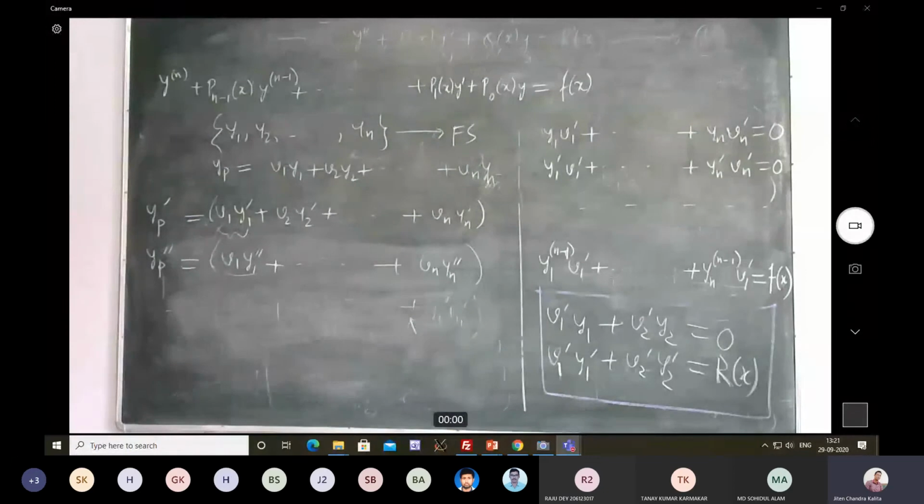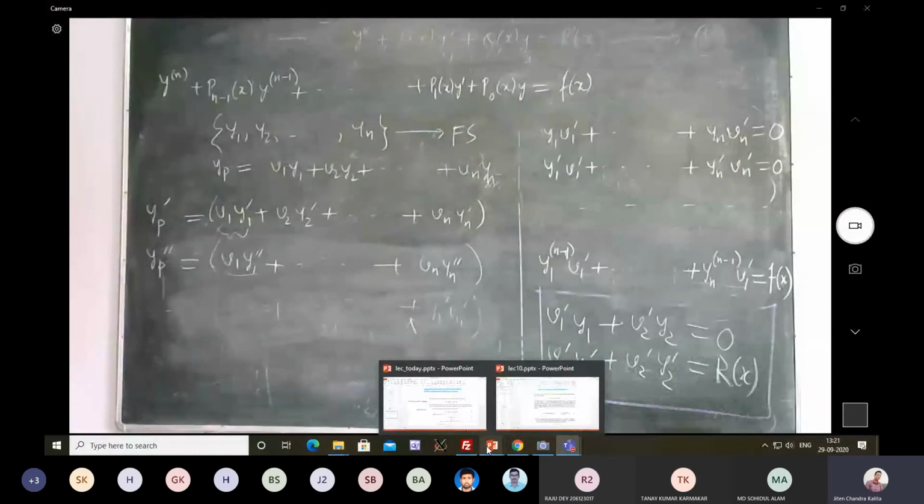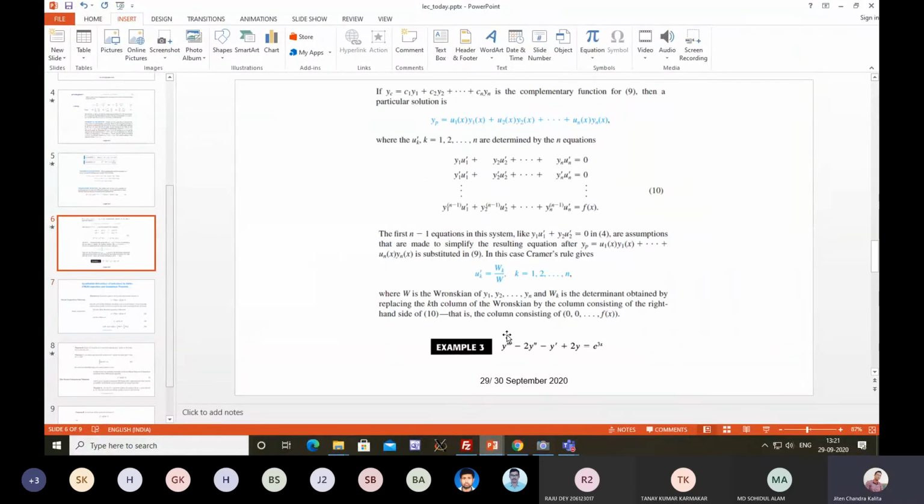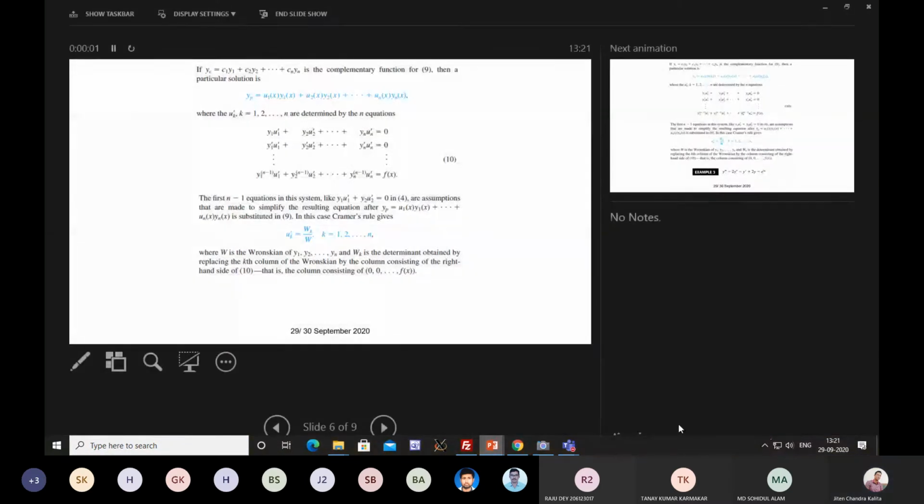So I'm just going to show you this slide so that I don't have to write it down. Yeah. So please look at this. Okay. So if you look at this, these are the equations that I have generated. So as before, if you want to solve it through Cramer's rule, then what you are going to get, I have written it as V1 prime. So V1 prime will be simply what? You are going to have the determinant from the Wronskian, right?